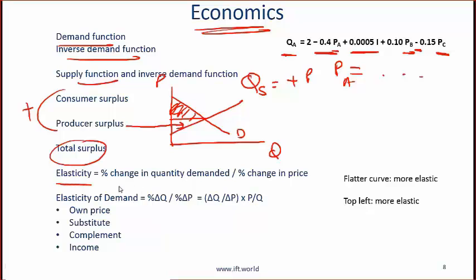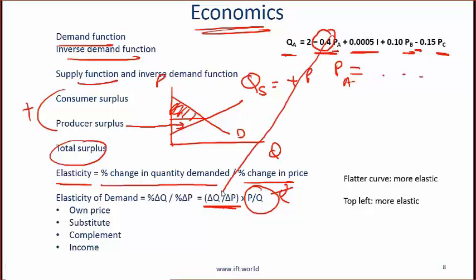Elasticity, and remember this formula, it's the percentage change in quantity demanded divided by the percentage change in price. From an exam perspective, the way this will normally show up is the following. You will have to use this change in quantity over change in price times P over Q. The P over Q will be given. So the price will be given at a given point, the quantity will be given, and so you'll have these two. What about the change in Q over change in P? That is simply this coefficient. So the minus 0.4 is what you have over here.